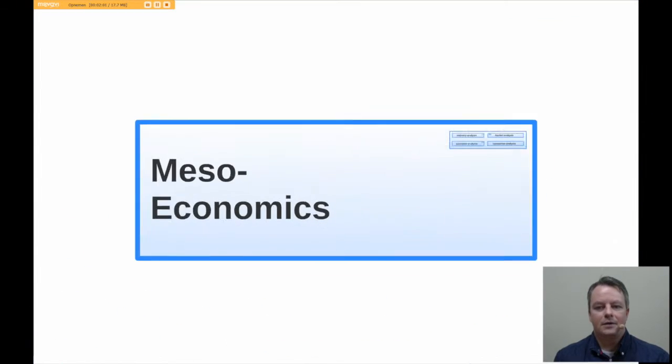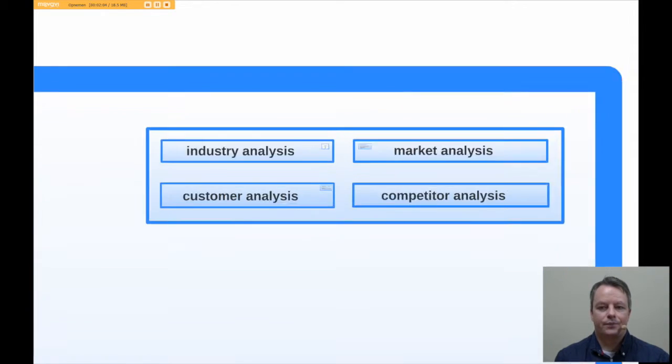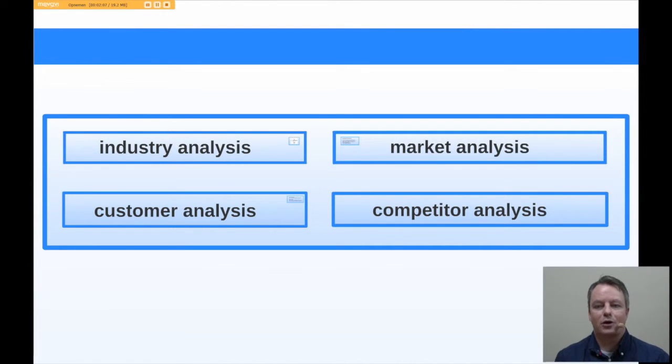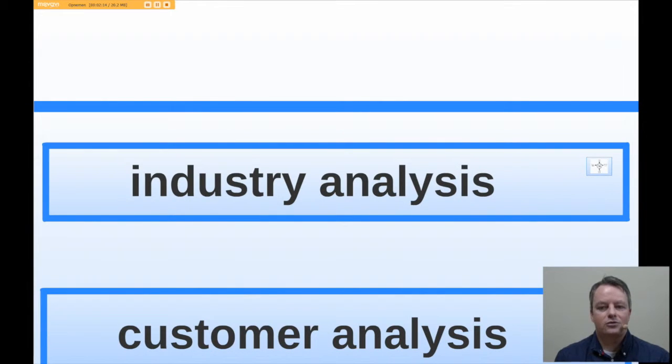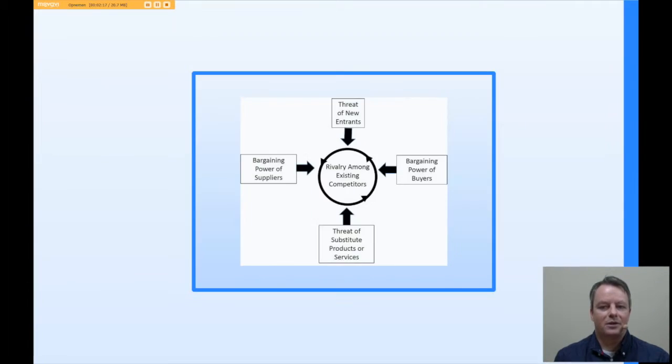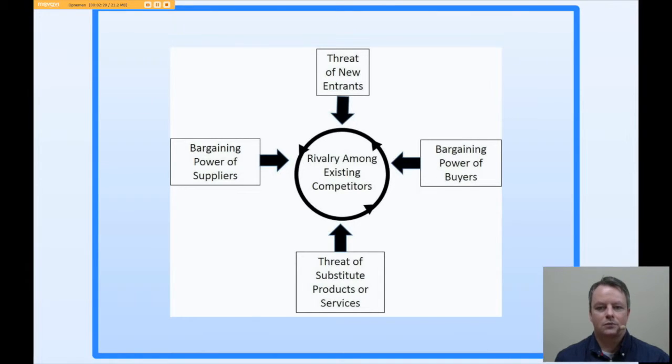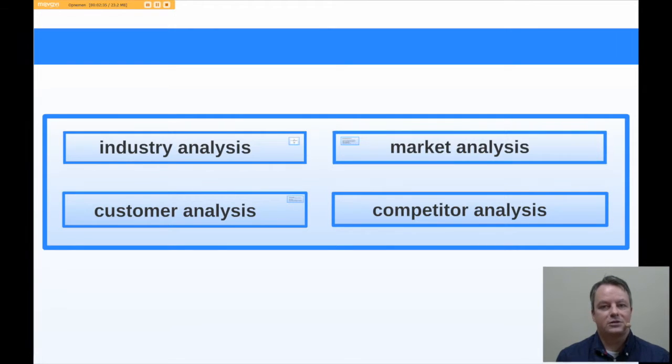Closer by, the mesoeconomical changes, like the industry analysis, the market analysis, the customer analysis. Changes there also influence your company. And the industry analysis is most of the time done by the five forces by Mr. Porter. The threat of new entrants, the bargaining power of the buyers, the threat of the substitutes, the rivalry among existing competitors. You know the five forces. These give you insight into how the industry is changing and whether it's still profitable for you to be active in it.